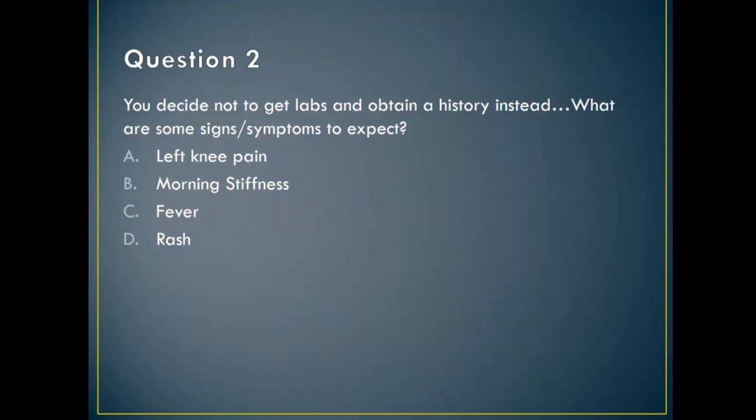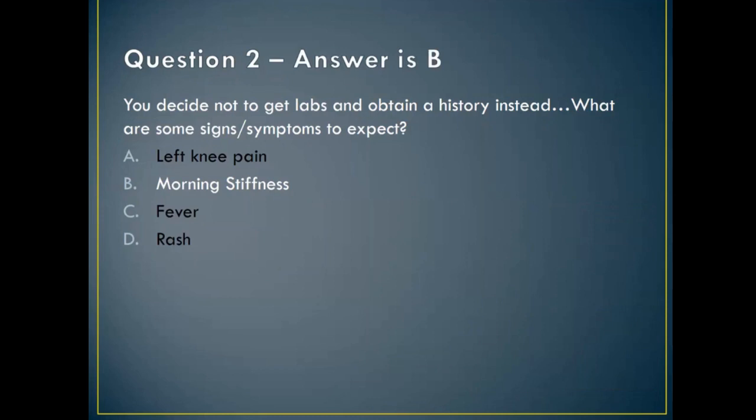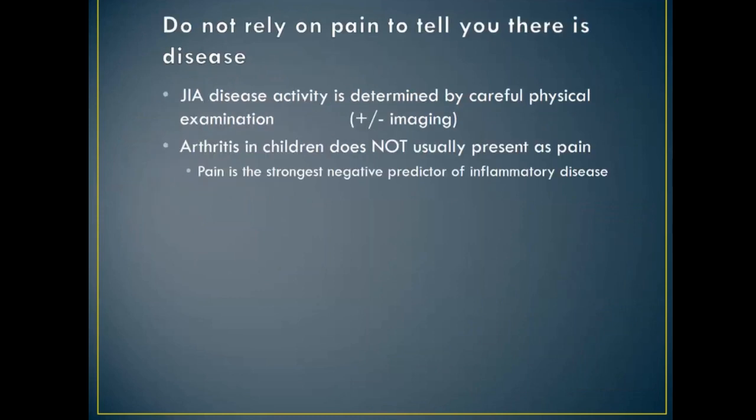So you decide not to get labs. You obtain a history instead. What are some signs and symptoms to expect? Left knee pain, morning stiffness, fever, or rash. So we know the answer to this now. The answer is morning stiffness. These children will not have much pain unless you really try to bend their knee and there's a contracture. Of course, there's going to be pain then. And they will not have fever or rash. You'll have fever or rash in systemic JIA, and this is not systemic JIA.